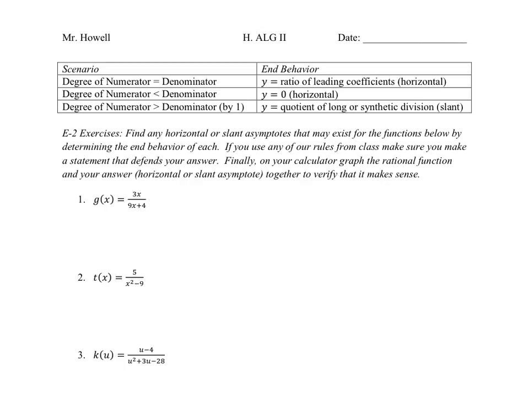Remember that when the degrees are equal, it's a horizontal asymptote, and it's the ratio of the leading coefficients right here. When the numerator degree is less than the denominator, it's always going to be a horizontal asymptote at y equals 0. That's the x-axis.